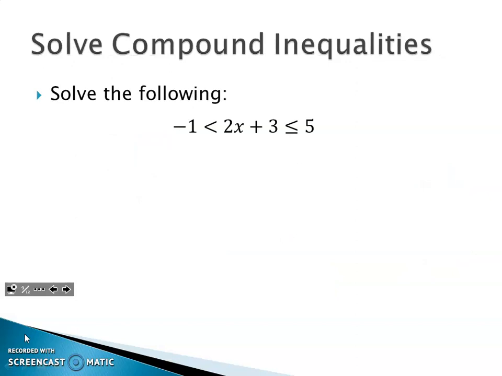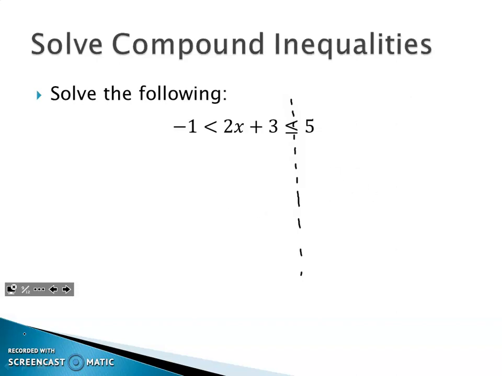So I've got -1 less than 2x plus 3 less than or equal to 5. A lot of people will see these "and" statements and think, oh my goodness, what am I going to do with that? Well, remember when we solved equations, I told you that you can put a dashed line, and whatever I did on this side of the dashed line, I have to do on this side as well.